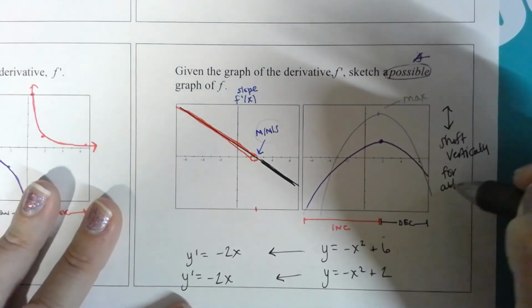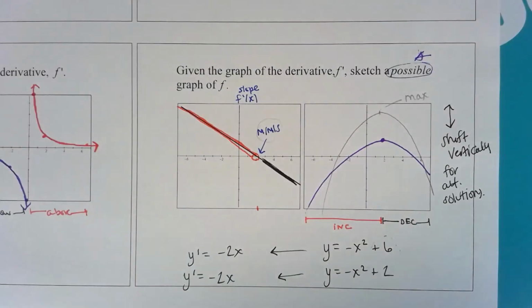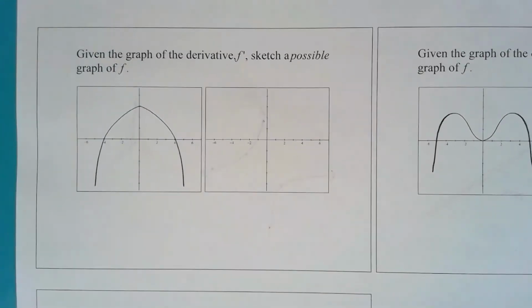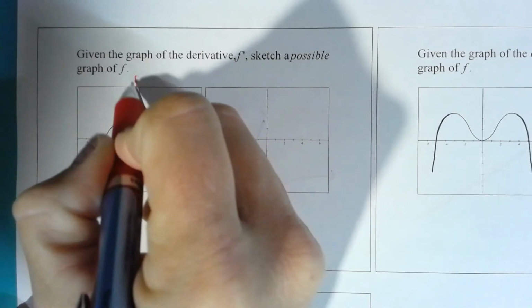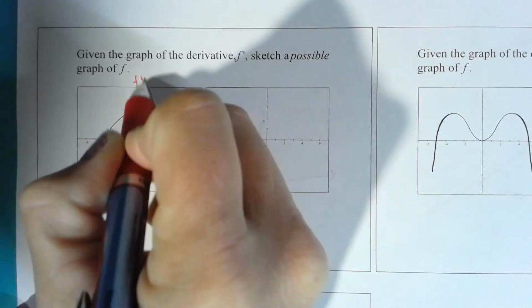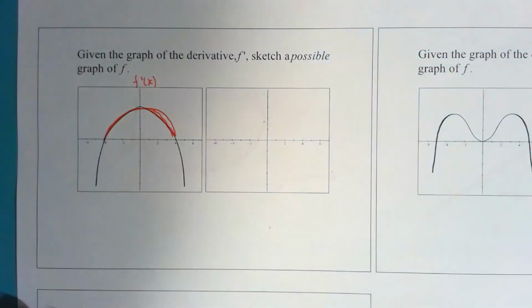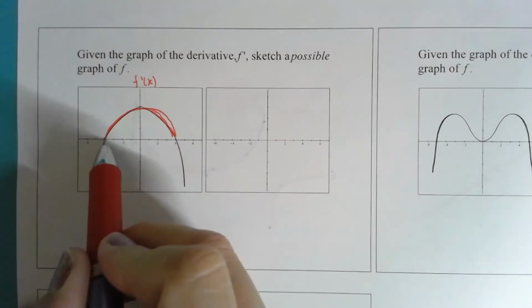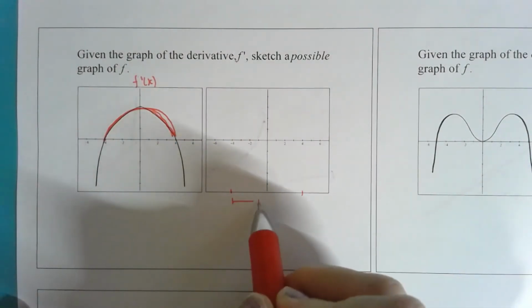For alternate solutions. Okay. All right, let's flip it over. Same idea. It says, given the graph of the derivative, sketch a possible graph of f. So without making you dizzy and me flipping our paper, where the derivative is above the x-axis, our original is increasing. So I'm above the x-axis from negative 4 to 4. So I'm just going to kind of jot that down over here.